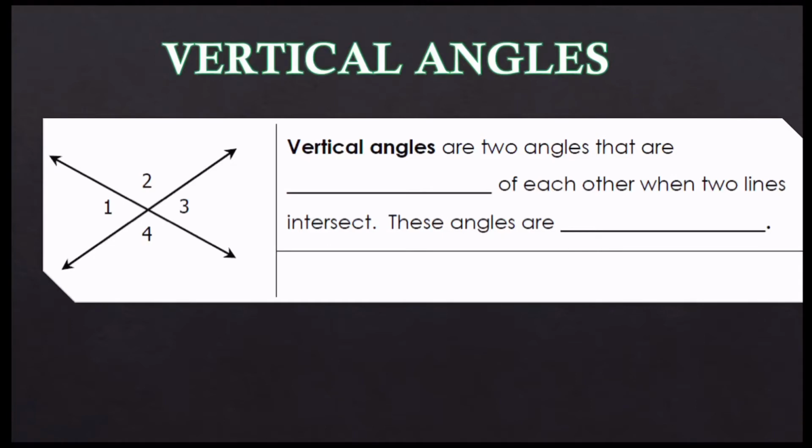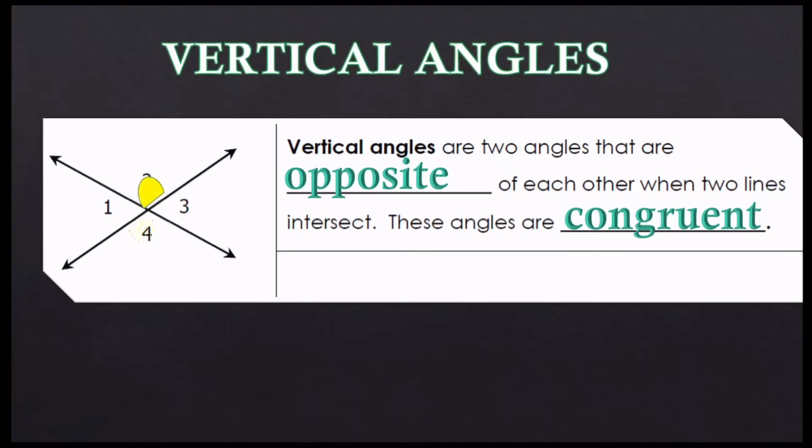Vertical angles are two angles that are opposite of each other. This is when two lines intersect. If you look at our four angles over here, we have two lines intersecting at one point. Intersect means to cross. These angles are always going to be congruent. Vertical angles are always congruent.